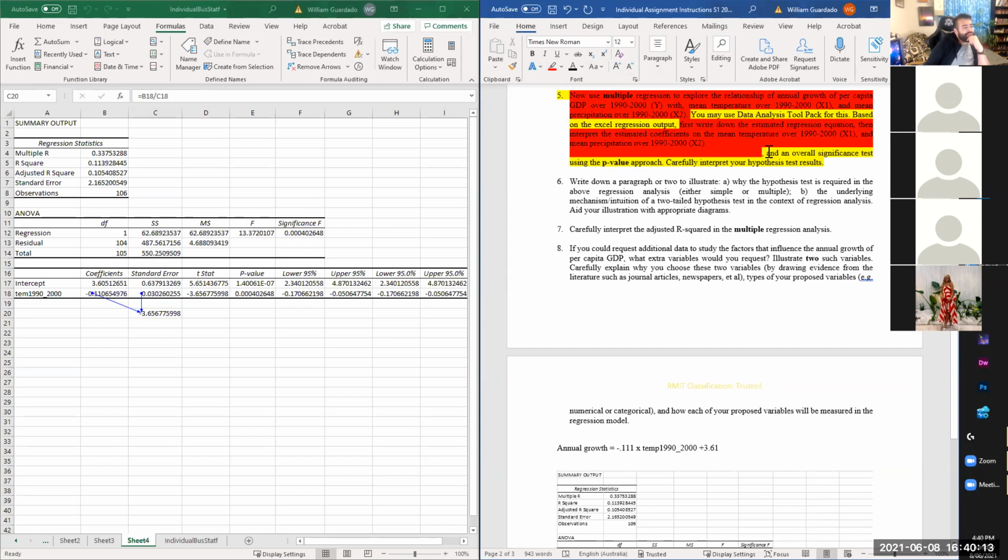Okay, and an overall significance test using the p-value approach. When I say overall significance, you're looking at this value right here. You want to know if that is less than alpha. All you need to write is, looking at the overall significance test, we can see that it's less than alpha. Since it is less than alpha, we can furthermore support our previous conclusion, something like that.